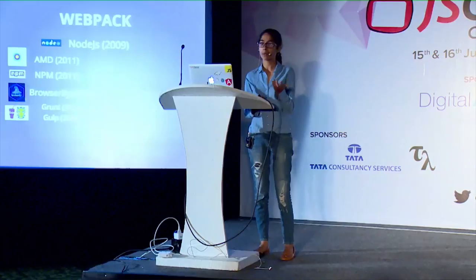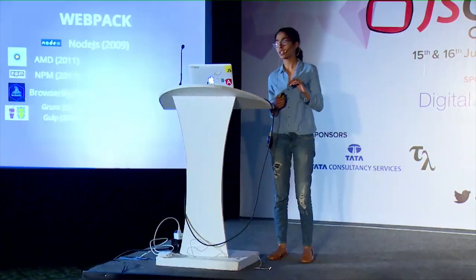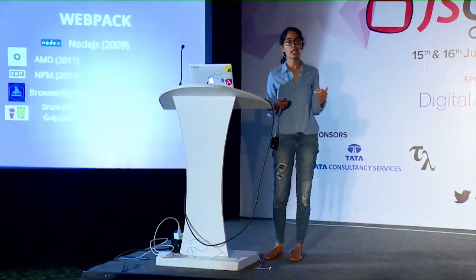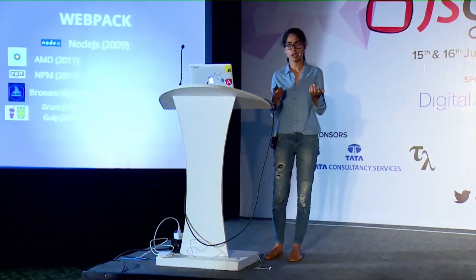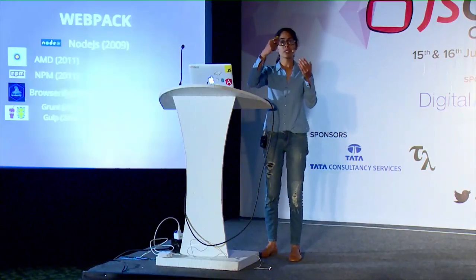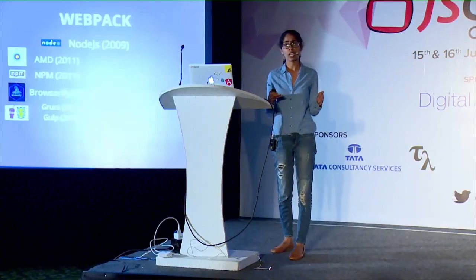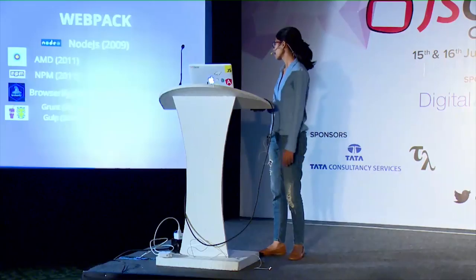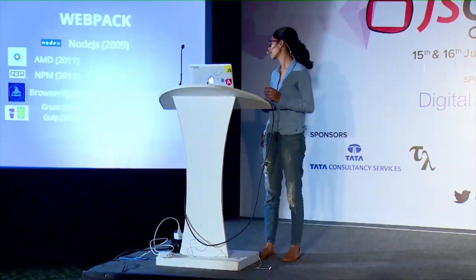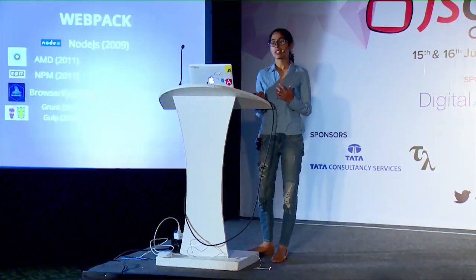Grunt is a config-based task runner. You write a JSON config for this, and then you run the set of tasks. You define a master task, most of the time called default, and inside that task you run whichever specific tasks you want. You could have a set of dev tasks, a set of prod tasks, test tasks, and so on. Through Grunt, you could run bash commands and everything.